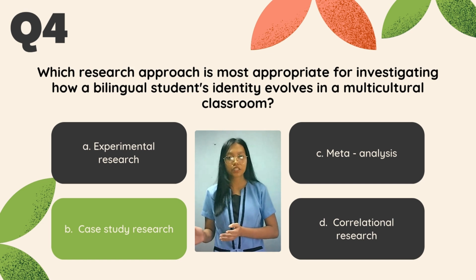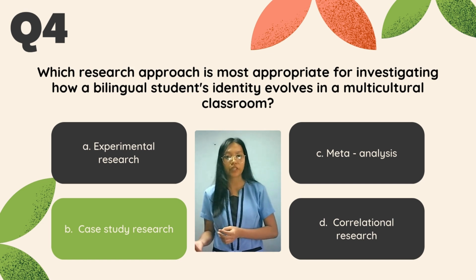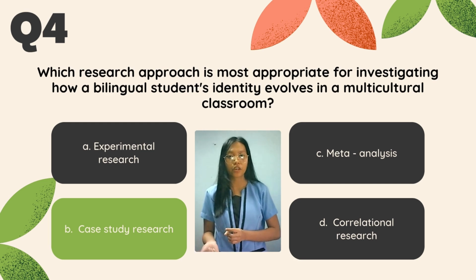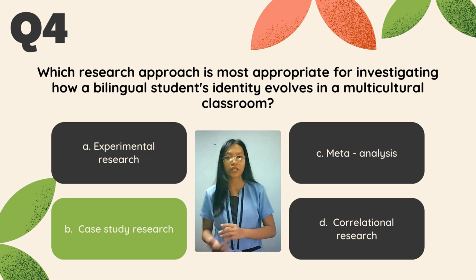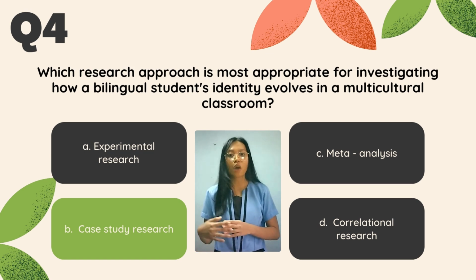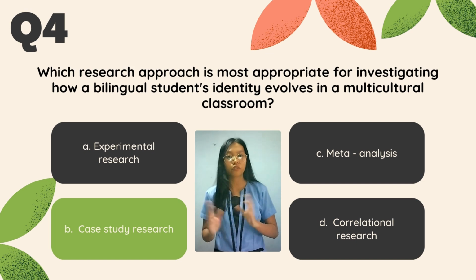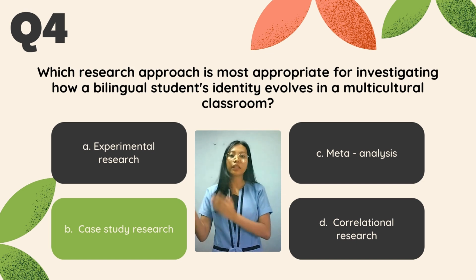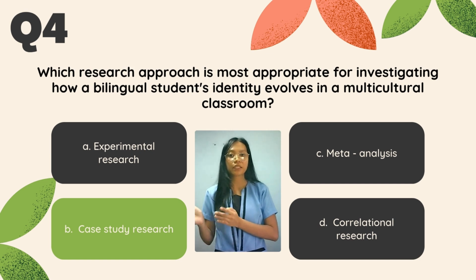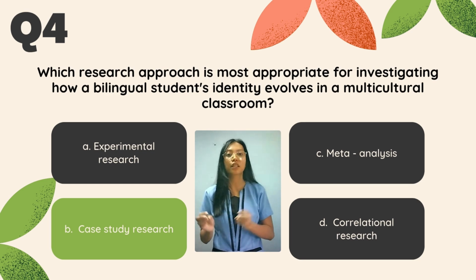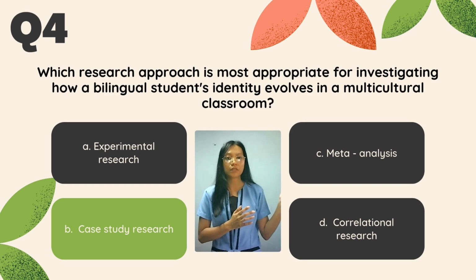This is because case study research is ideal for in-depth exploration of a single case or a small number of cases in their real-life context. So in this scenario, investigating how a bilingual student's identity evolves, or exploring the social, cultural, and psychological factors over time, is a good fit. Letter A, experimental research, is wrong because this approach involves manipulating variables in a controlled setting.